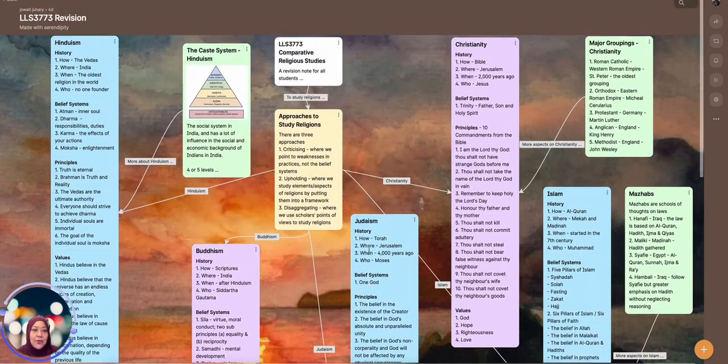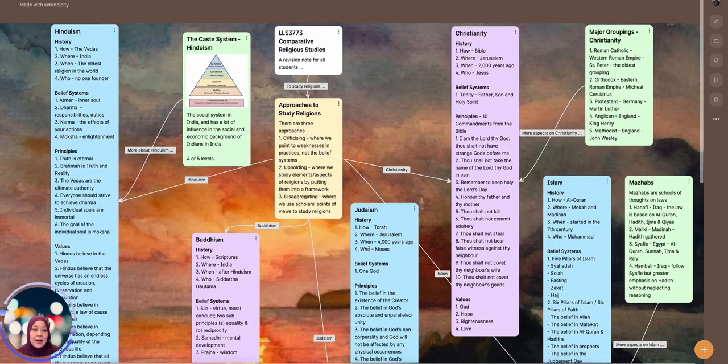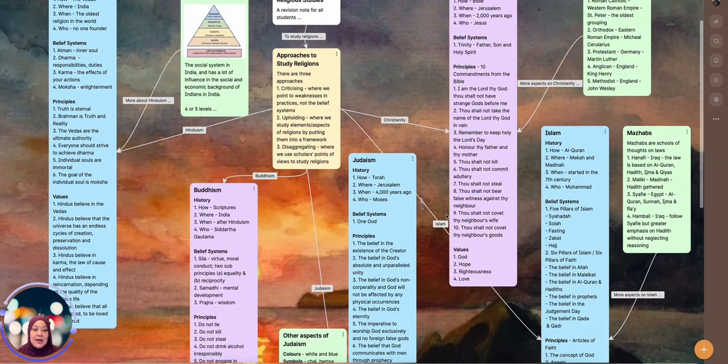And for Christianity, what can be explained at random? Just the history. For the principles and values, they must be explained in order or in the sequence that they are presented.